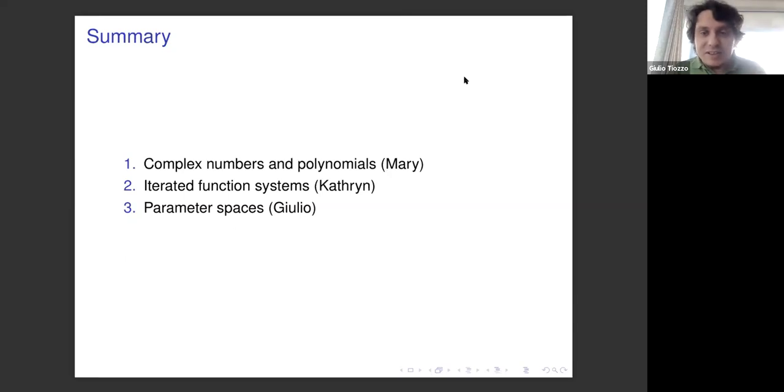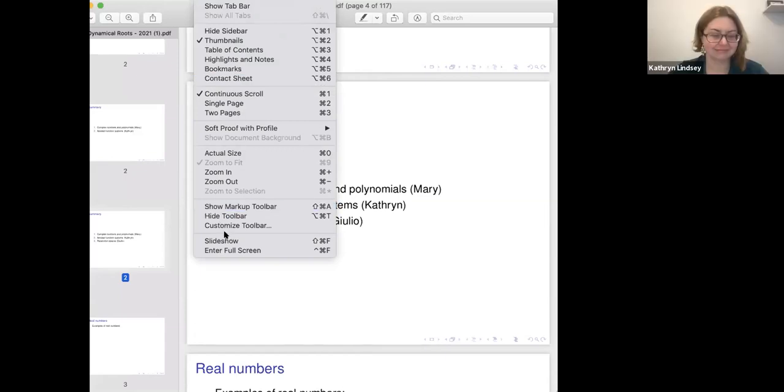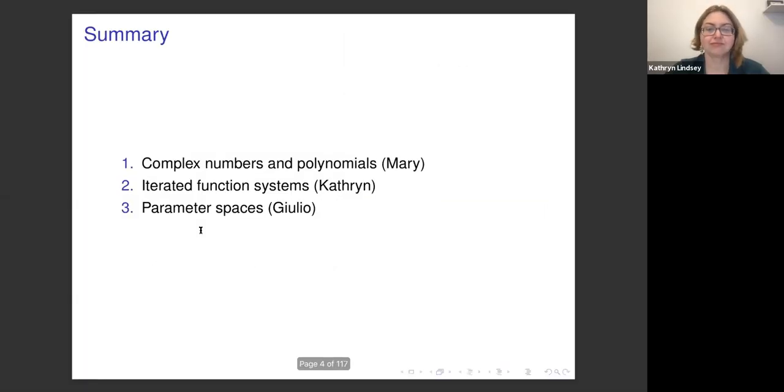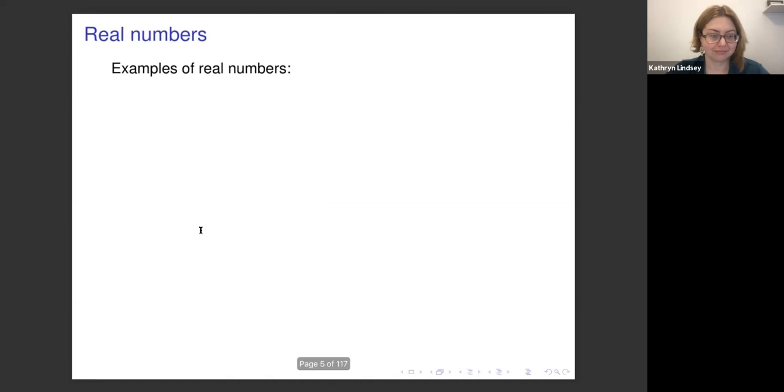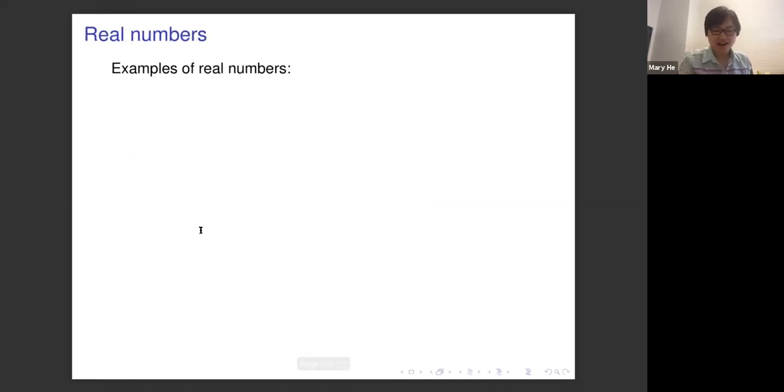But so let me give the stage to Mary now. Sure, thanks. So let me start sharing. Okay, so as Giulio said, I will be talking about complex numbers and complex polynomials. I believe maybe half of you have already seen complex numbers, so my part is really to bring everyone up to the same page.